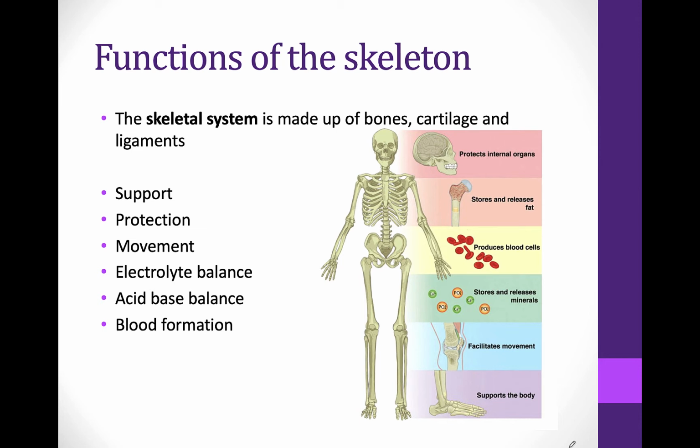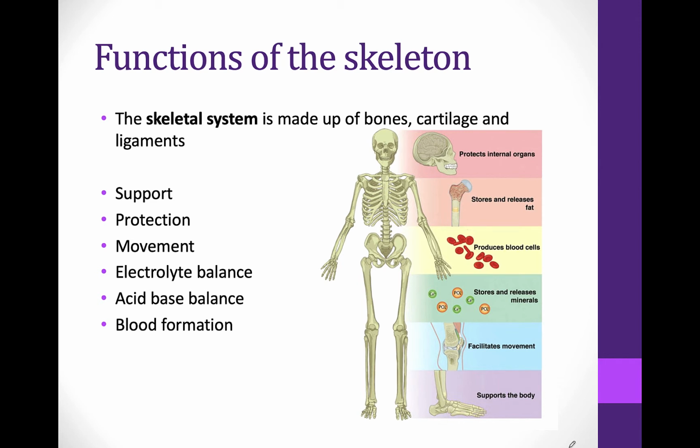The first being support. So this is going to help hold up your body. If you didn't have a hard skeleton inside of your body, we would just flop around. So protection, we have several bones that provide our body protection. The skull surrounds and protects your brain. Your rib cage surrounds and protects your heart and lungs and a little bit of the liver.